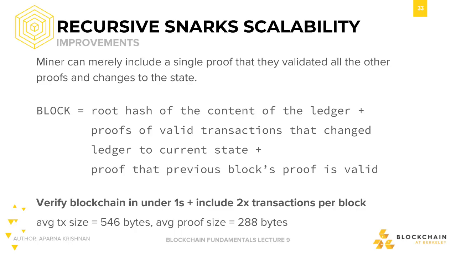And so that block becomes a lot smaller. Verifying the blockchain is also a lot quicker. The average transaction size is the same, but the average proof size is a lot smaller because the miner has to go through less work. Does that make sense? We just make it easier for the miner to be able to verify something.